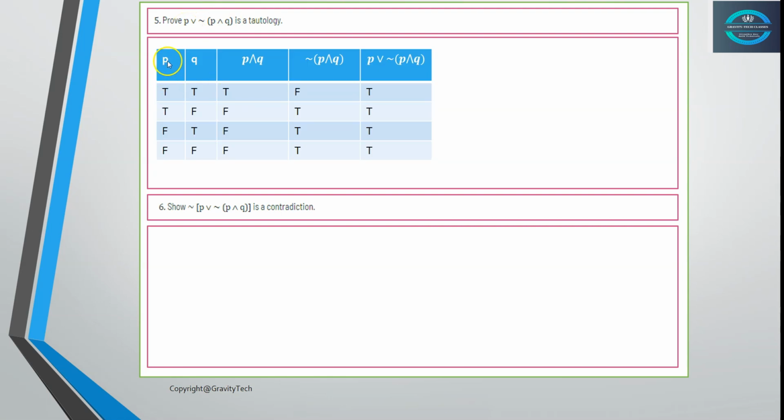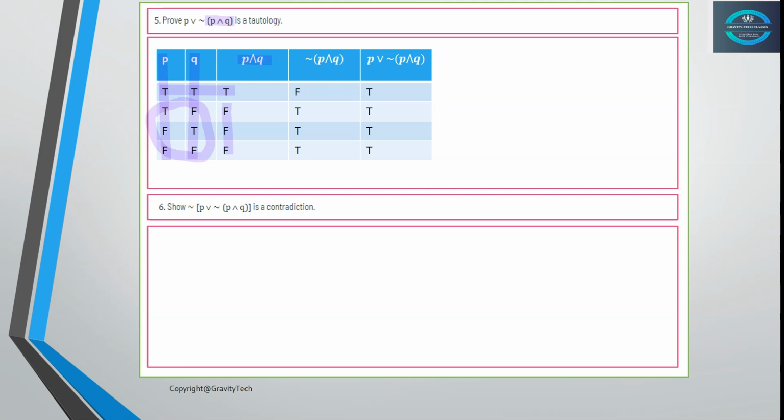Now let's see. So see, P is what here, T, T, F, F, Q is what, T, F, T, F. First we will find P and Q. P and means what, both T then only T. Here both are T, so this will be T, and then there is nothing. Nowhere else are both T, so everything else becomes false, right?